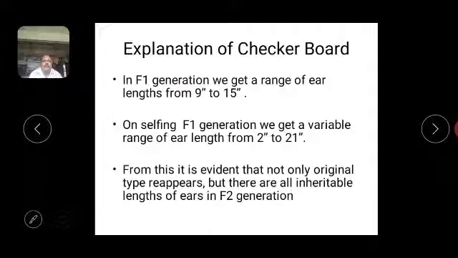In the F1 generation, we get a range of ear lengths from 9 inch to 15 inch. On selfing the F1 generation, we get a variable range of ear length from 2 inch to 21 inch. From this, it is evident that not only does the original type appear, but all inheritable lengths of ear appear in the F2 generation.